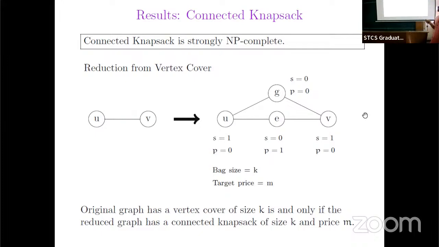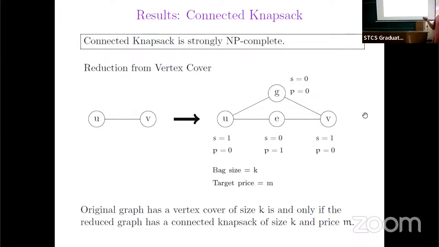What we do, we subdivide each edge like this, and we have a global vertex which we connect to every original vertex, and this global vertex has size 0 and price 0. So you can take the global vertex as free, and that ensures connectivity. You don't have to think about connectivity. These new edge vertices have size 0, so you can always take them, and they give profit. But these original vertices have size 1 but no profit.